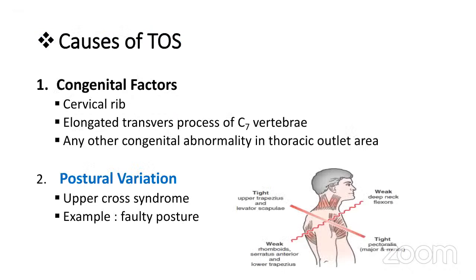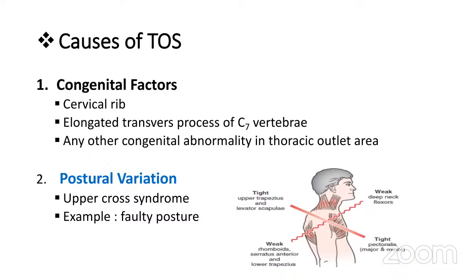First one is congenital factors. Congenital means it is present from birth. Which are those factors? Cervical rib, elongated transverse process of C7, and any other congenital abnormality in the thoracic outlet area. Second one is postural variation.